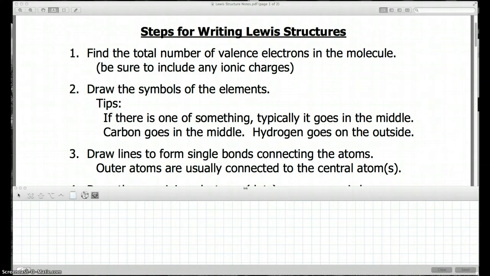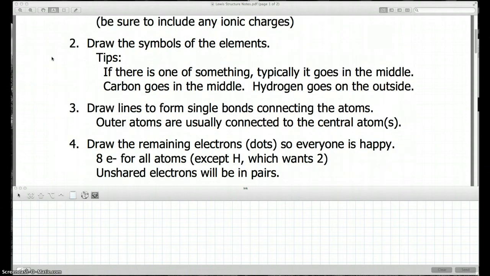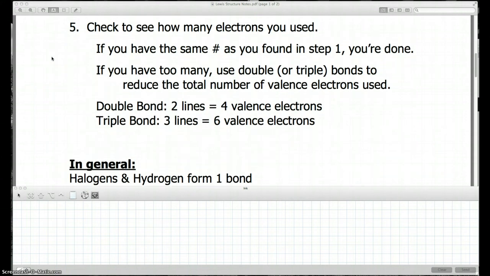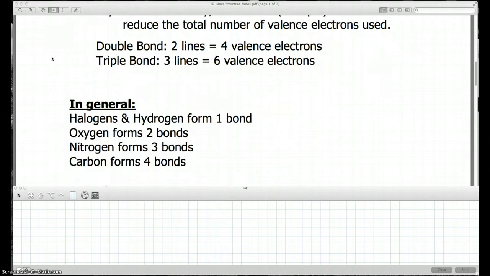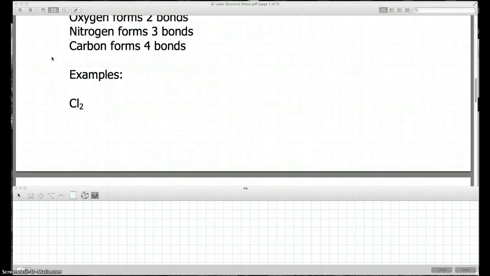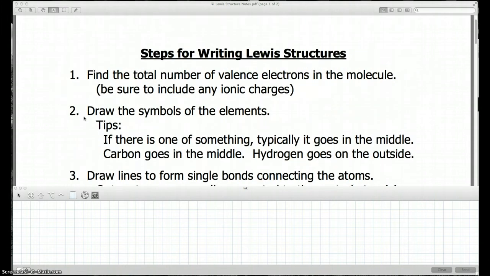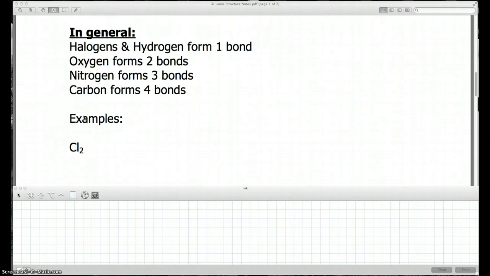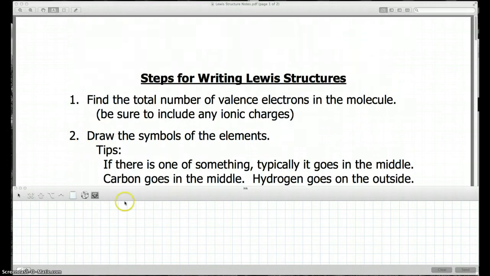And it comes down to these 5 steps here in the notes. You'll want to print those out. And for this video lesson, I'm just going to jump right in and we're going to start doing examples. We're going to work through these 5 steps with these examples here at the bottom. So the first example is chlorine.